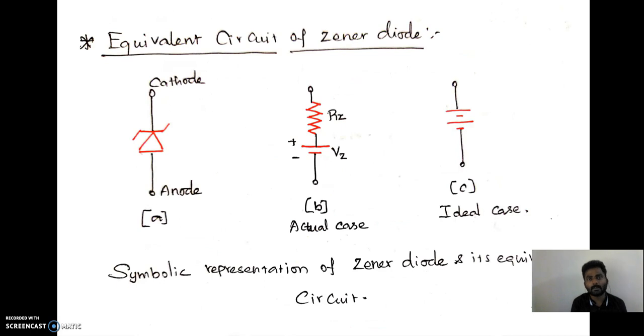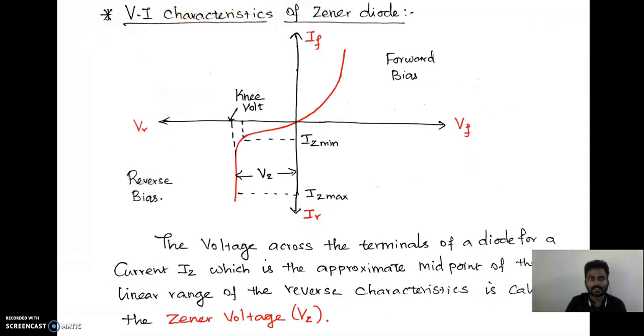And here I show the equivalent circuit of the Zener diode. Here it is a simple diode format, that is, it has a cathode as well as an anode. In the actual case, the Zener diode is going to have a voltage source producing the Zener voltage Vz and a Zener resistance Rz. And in the ideal case, it is only a voltage source which has positive and negative terminals. These are the symbolic representation of the Zener diode and its equivalent circuit.